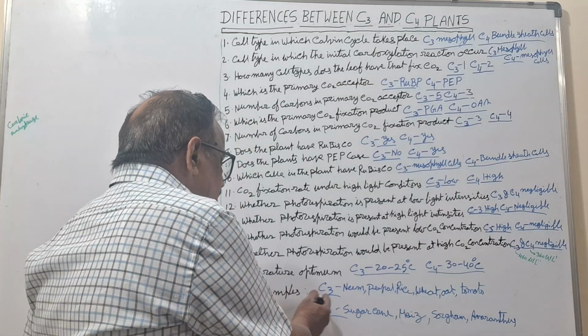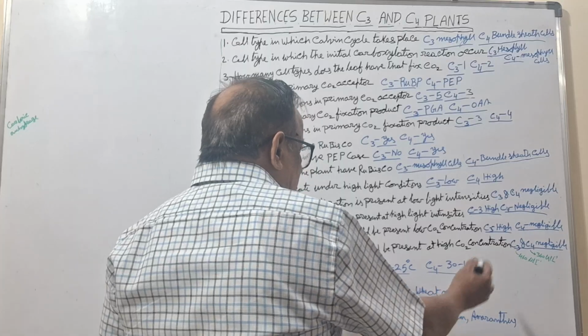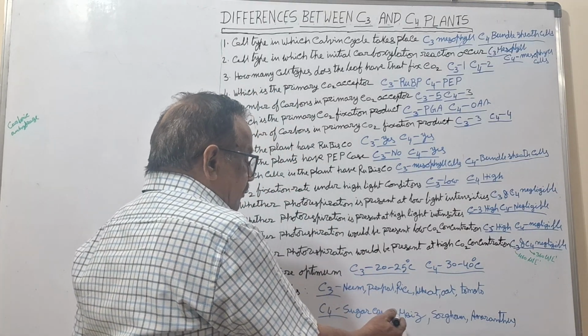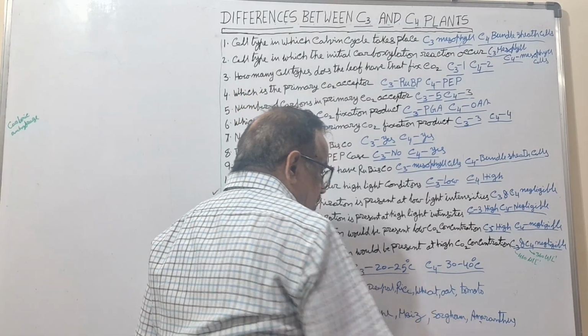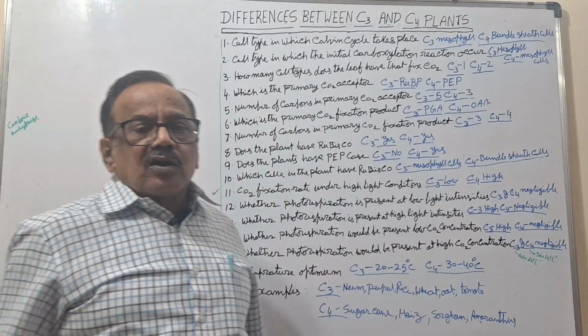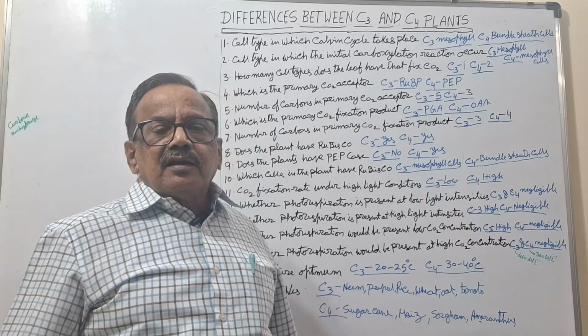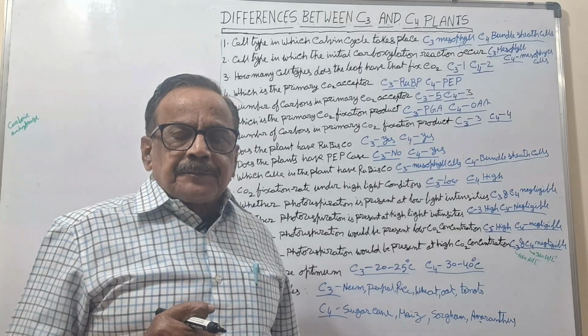For example, C3 plants are neem, pepper, rice, wheat, oat, tomato. C4 plants are sugarcane, maize, sorghum, and amaranthus. Amaranthus is a dicot, so it doesn't mean only monocots show C4. Some dicots also show the C4 type of cycle.